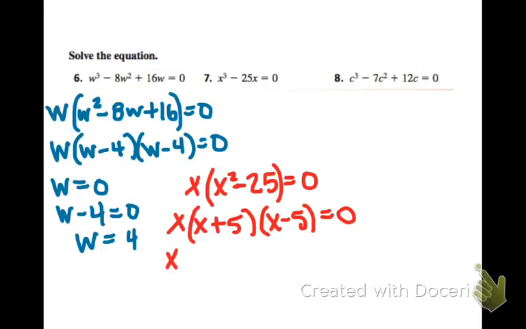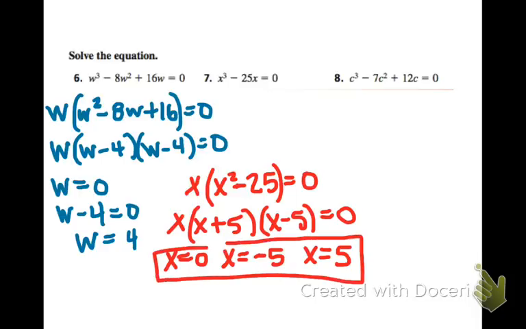So x is equal to 0, x is equal to -5, or x is equal to 5 would be the roots. So I've just gone ahead and solved them without writing them. Okay, and finally the last one for this page.